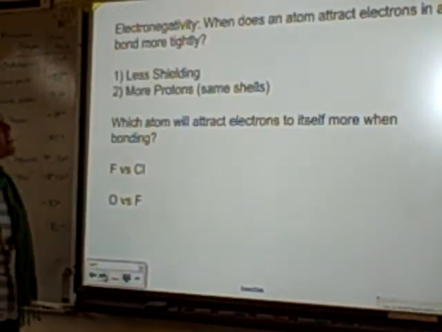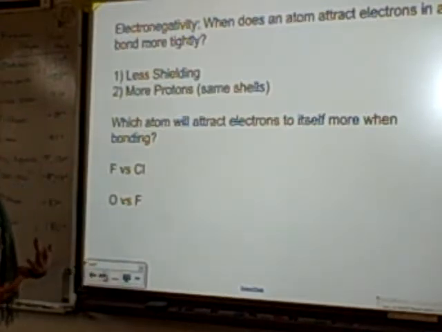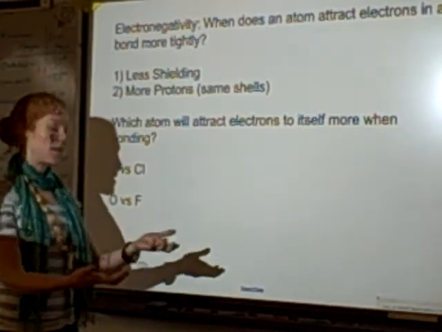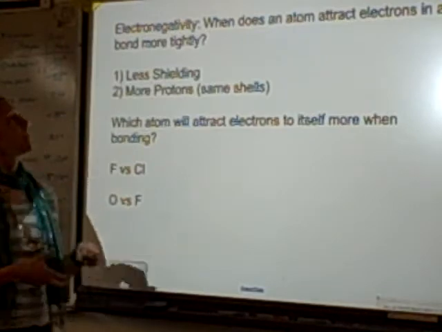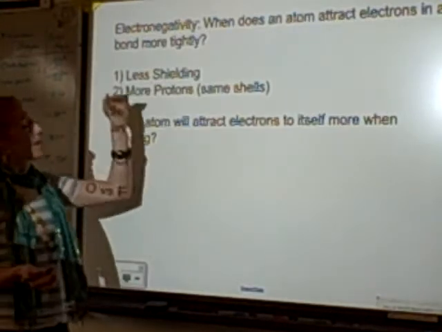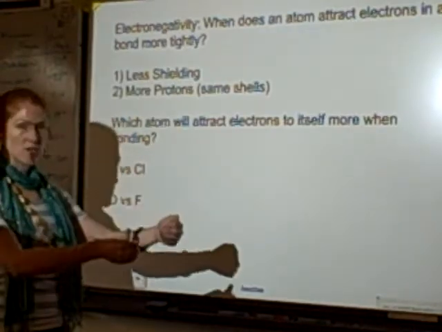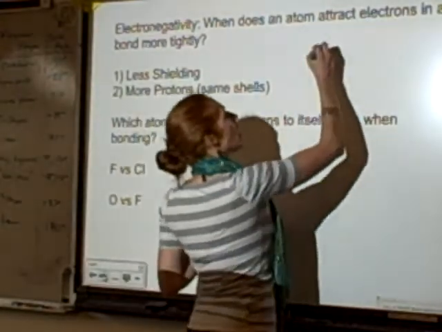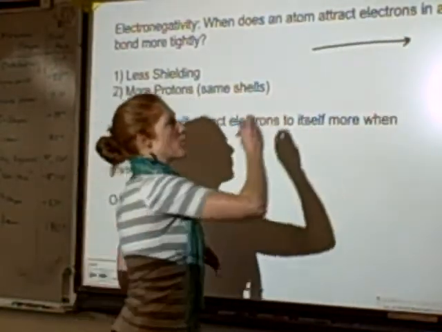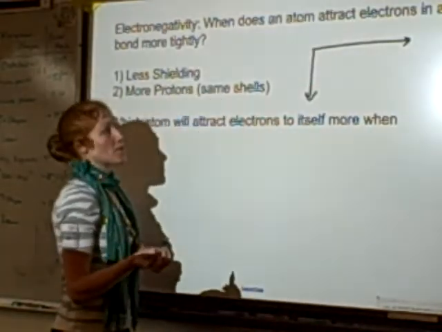So electronegativity is when an atom is in a bond, and we're looking at how much that atom attracts the electrons in that bond. And the time that it's going to attract more, again, we go to shielding and protons. If there's less shielding, there's less blocking going on, so those electrons being shared are going to be drawn in more. And if there's more protons, then there's going to be more attraction. So the electronegativity is going to increase with attraction.